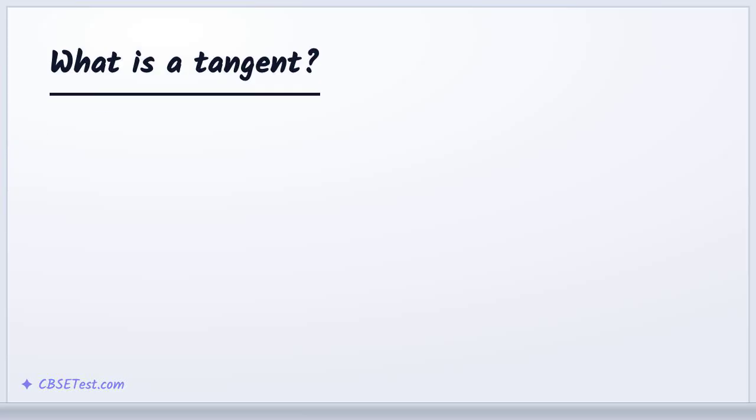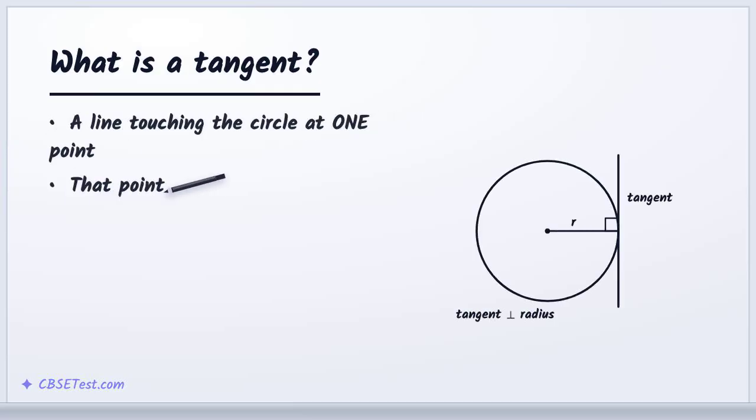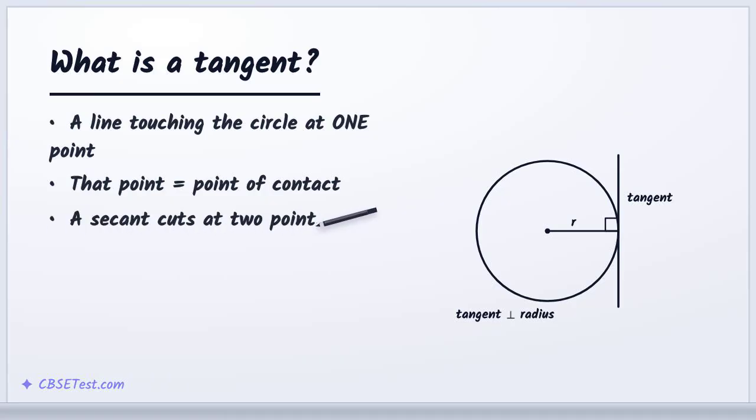outside point. A tangent touches a circle at exactly one point, called the point of contact. Compare that with a secant, which cuts the circle at 2 points.